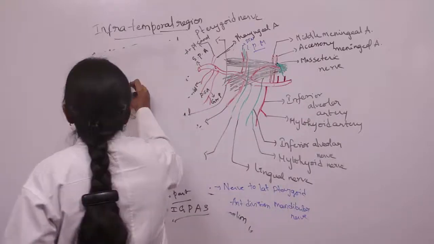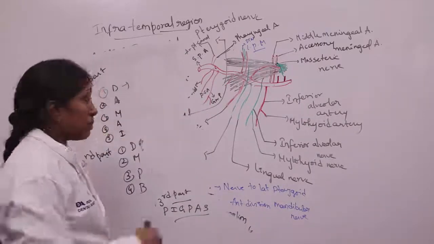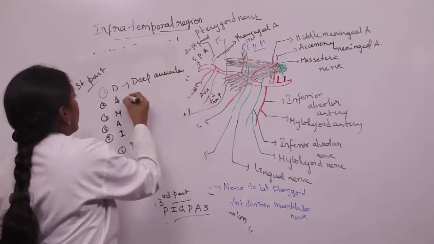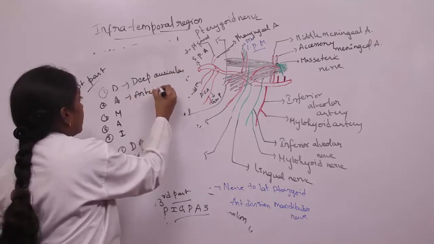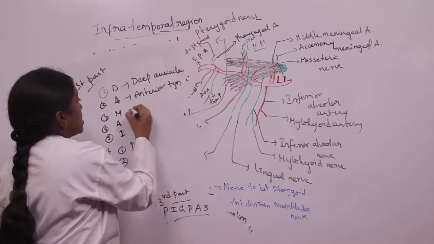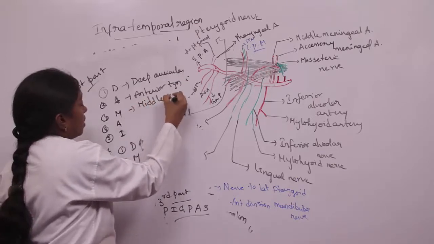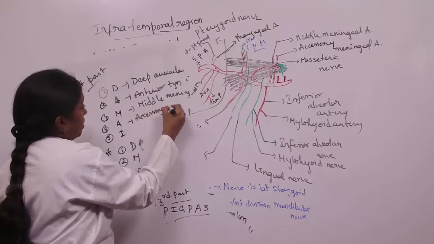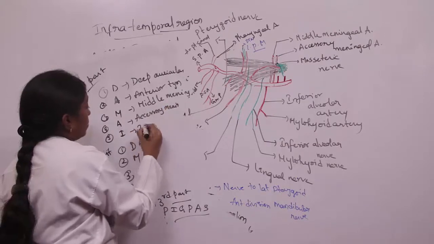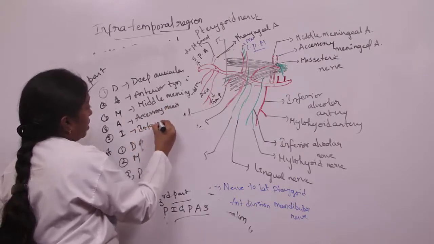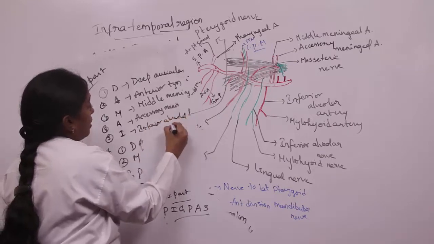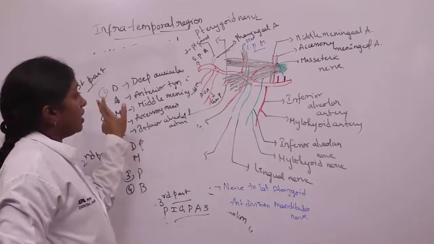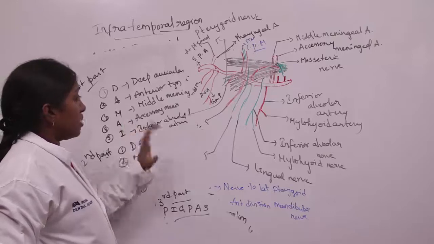So coming to the first part, 5 branches arise from the first part. D stands for deep auricular, A stands for anterior tympanic, M stands for middle meningeal artery, A stands for accessory meningeal artery, and I stands for inferior alveolar artery. So these are the 5 branches from the first part of the maxillary artery: deep auricular, anterior tympanic, middle meningeal, accessory meningeal, and inferior alveolar.